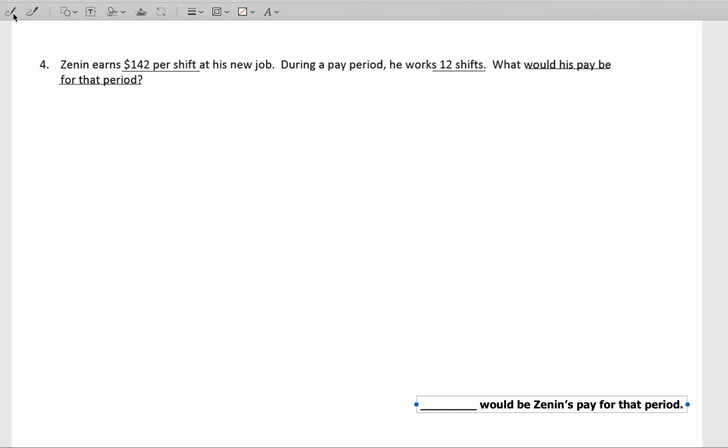So as I said earlier, my next step is to use the area model in order to find my product. Whenever I use the area model, I'm writing my numbers in what we call expanded form so that it's a little bit easier for me to multiply. I'm looking at 142 first. To write that in expanded form, I'm going to have 100 plus 40 plus 2.